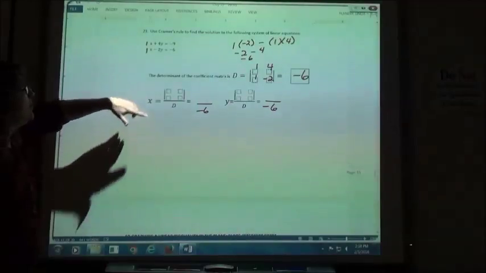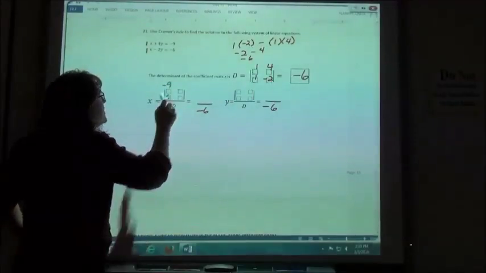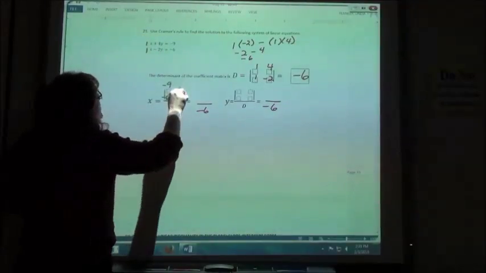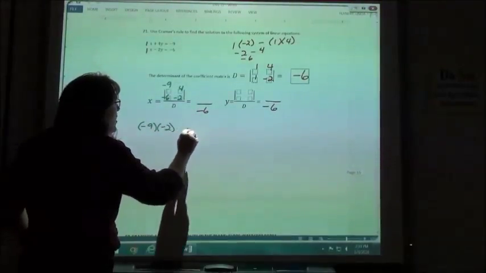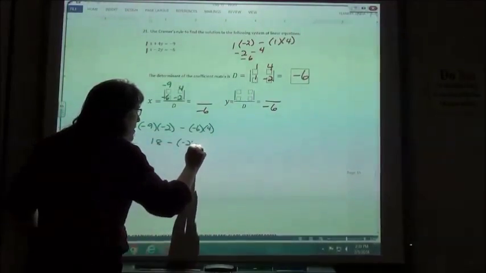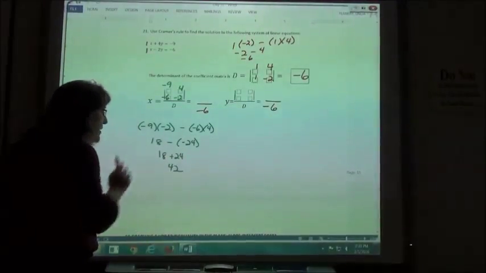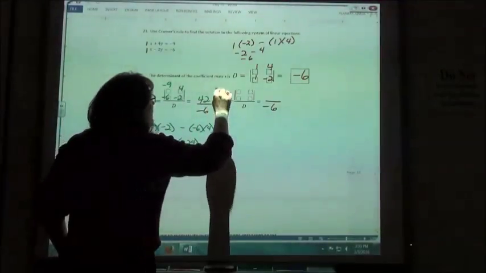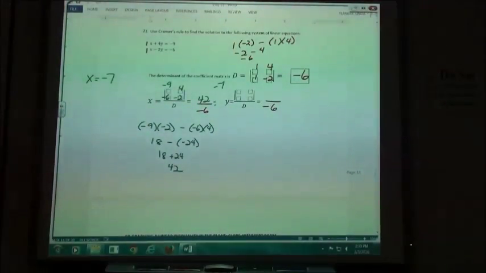For my x value, I'm going to replace the x column with these n numbers. So negative 9 and negative 6 go in my x column. The y coefficients go in my second column, so 4 and negative 2. So negative 9 times negative 2 minus negative 6 times 4. 18 minus negative 24 would be 18 plus 24, 42 if I did that correctly. And if I have 42 over negative 6, I can simplify that into negative 7. So I get a nice whole number answer there. x is negative 7.